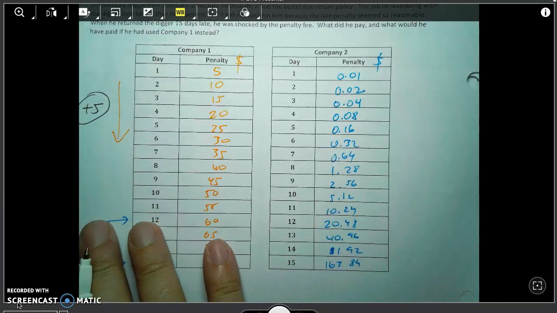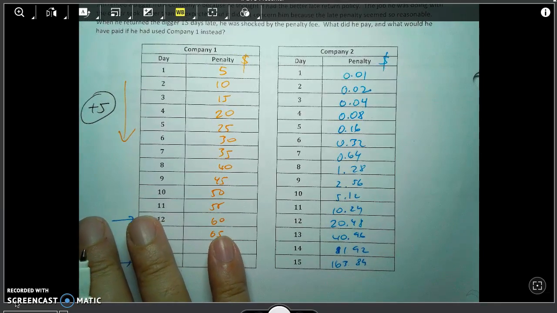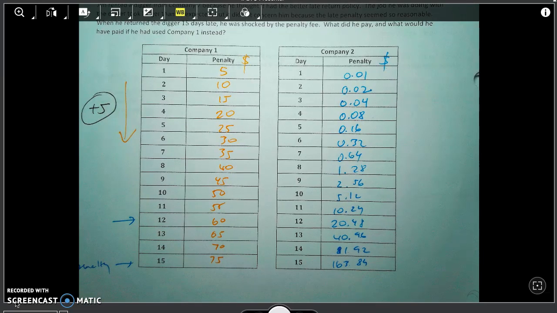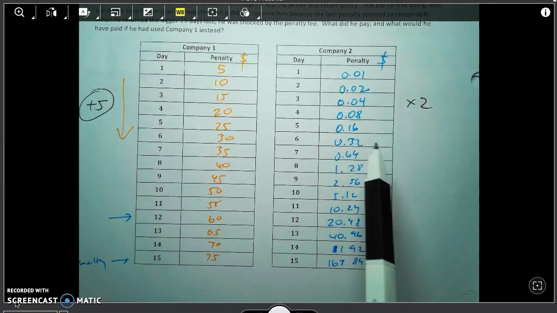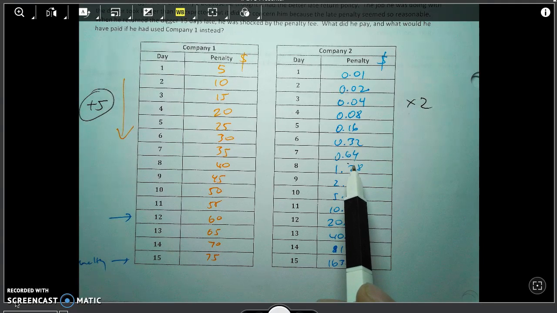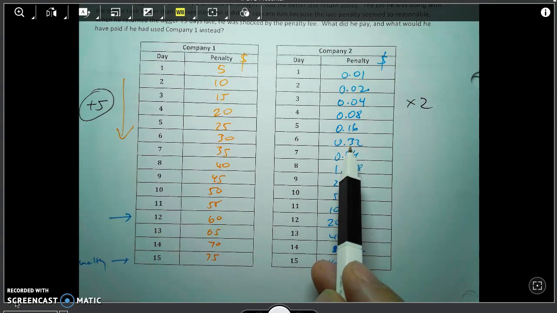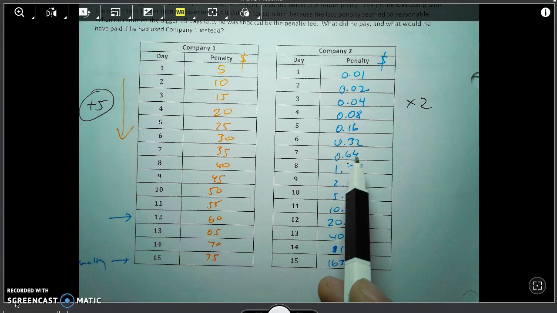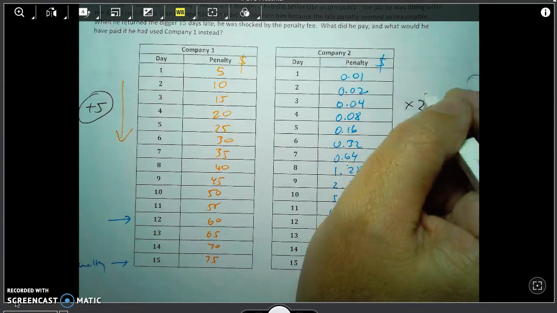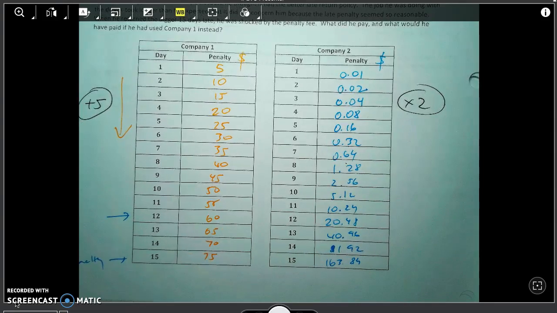But if we look at company 2, we realize that the change from any given day to the next following day is an increase by a factor of 2. So we're multiplying times 2. So even if you take, let's say, 32 cents times 2, it's going to be 64 cents. So this is the big difference.